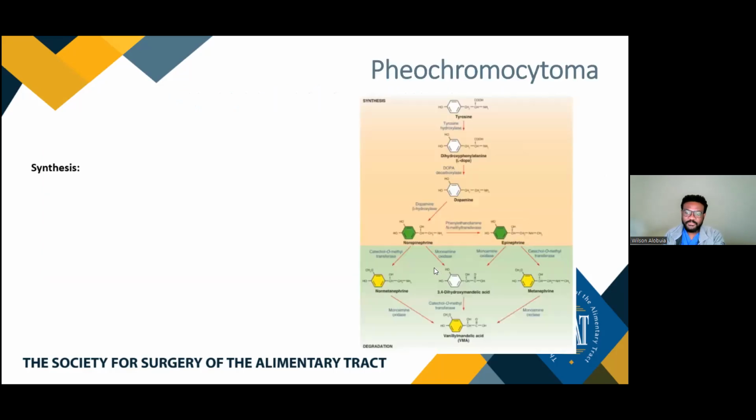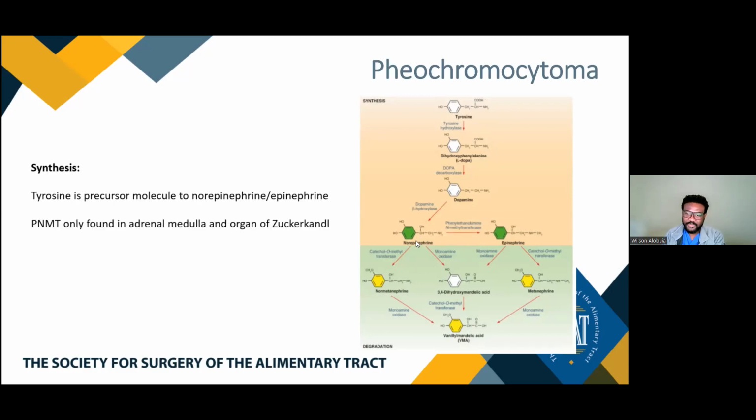So for pheochromocytomas, we're talking about the medulla now. As we remember from medical school, tyrosine is a precursor molecule for the production of norepinephrine and epinephrine. However, in order for you to make epinephrine, you need PNMT. That's really only found in the adrenal gland and the organ of Zuckerkandl. And once you produce your epinephrine, when it gets broken down, you require the COMT enzyme to break it down into metanephrine. And that's helpful because that's how we're able to work up these patients.